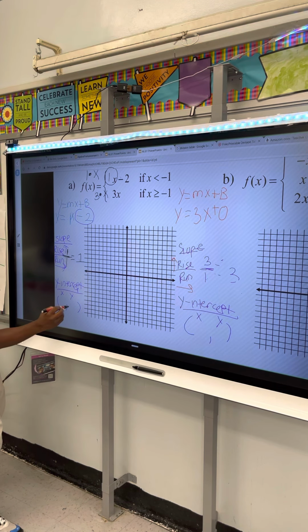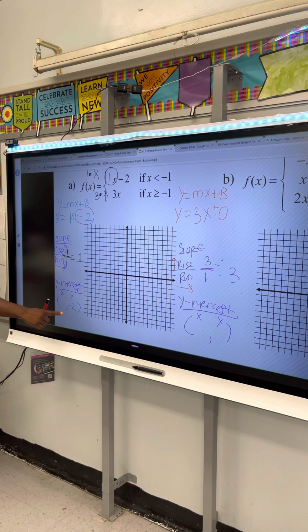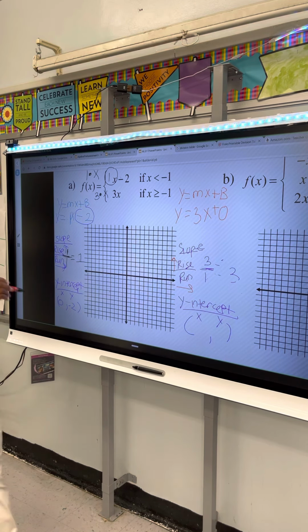Okay? Now, what's going to be the value of x? Read the definition. The value of y when x equals 0. Our y is negative 2, right? The value of y when x equals 0. What's x going to be? 0. Everybody, 0.